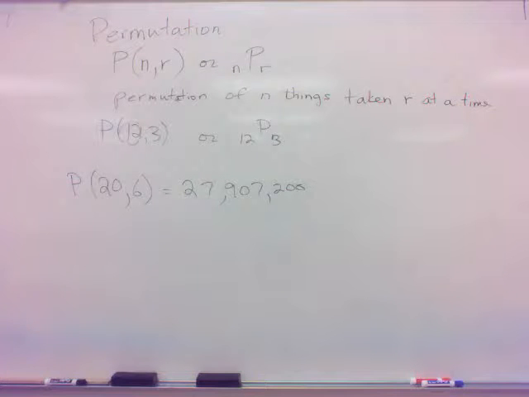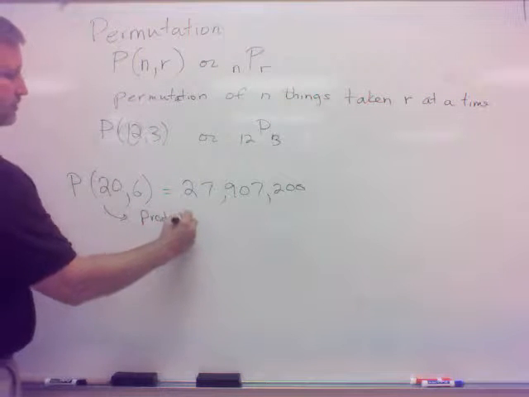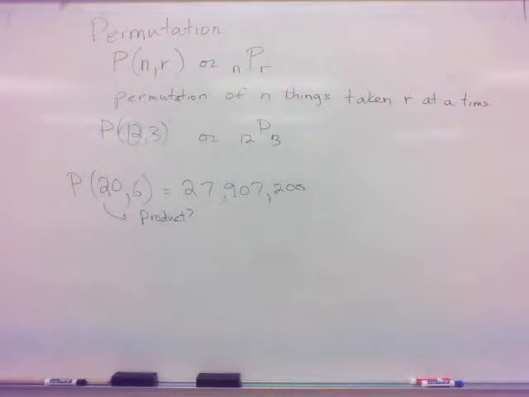All right, we get the 20, then the nPr button, and then the 6. Should get 27,907,200. Okay? Now, what I'd like for you to understand is also what that means in the product. What product is that? Like we had the 12, 11, 10 for this one. What is this one product-wise? Because we didn't even have to do it to evaluate it. But what would it be if I wrote out the product?